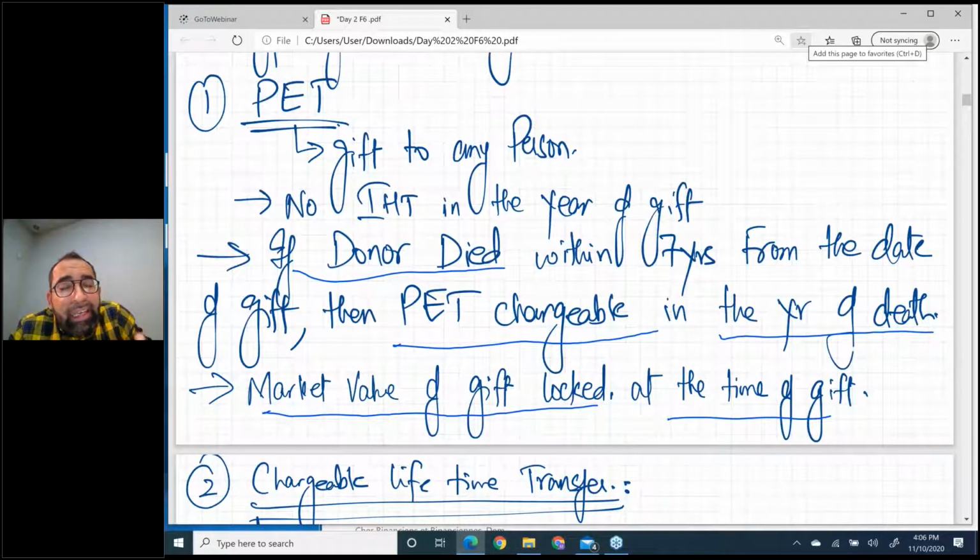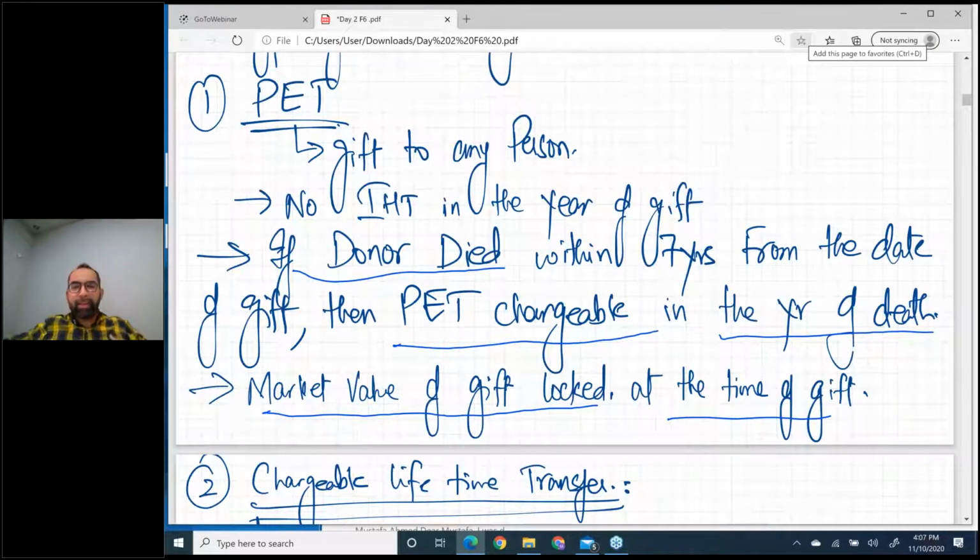But at the time of death, the market value of this property rose to 300,000. At the time of gift, the market value was 100,000, but after 2 years, in the year of death, it rose to 300,000. So now the question is, sir, do we have to pay tax on 100,000 or 300,000? Just 100,000. Increase in value must be ignored, and that's one of the benefits of PAT. That's one of the planning points.